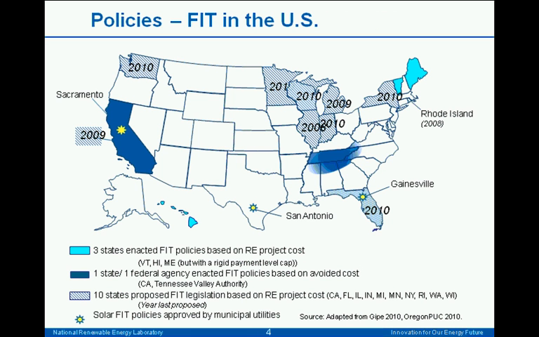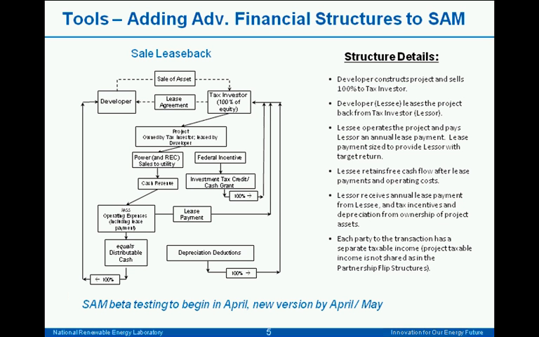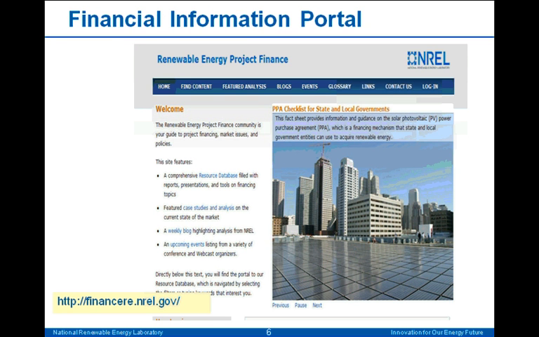With respect to policies, we're looking at FITs, we're looking at best practices across the state and regional levels, nationally, internationally as well. So we are looking at FITs, we're looking at tax incentives, depreciation incentives, other things that are used to promote renewables in various ways. One aspect of our tool development is we are adding to Solar Advisor model, sort of the flagship model here at NREL. We are adding advanced financial structures so that developers and investors and others can look at how advanced financial structures, for example, sale-leaseback or partnership flip or other structures can improve the economics of various deals.